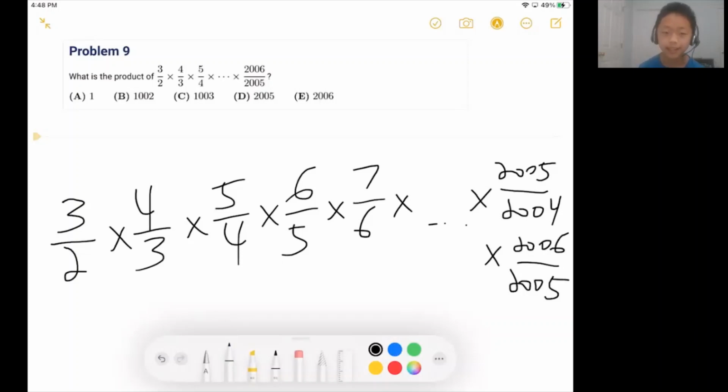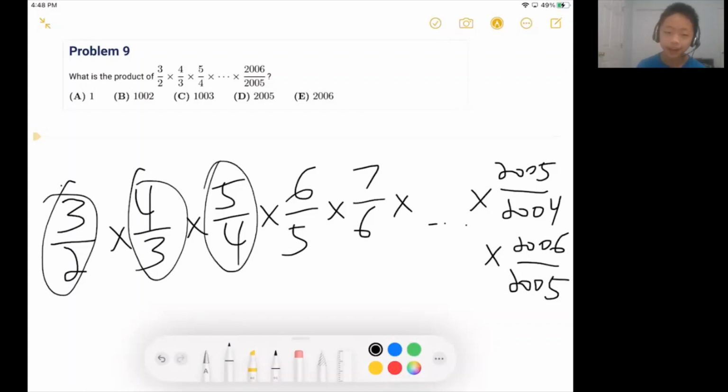The key idea is that the challenging part of this problem might be that you look at 3 over 2 and think, okay, that's 1.5. 4 over 3 is 1.333 repeating. 5 over 4 is 1.25. And it might be hard to find the product if you look at it that way.